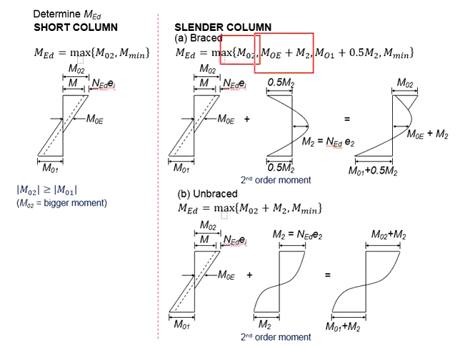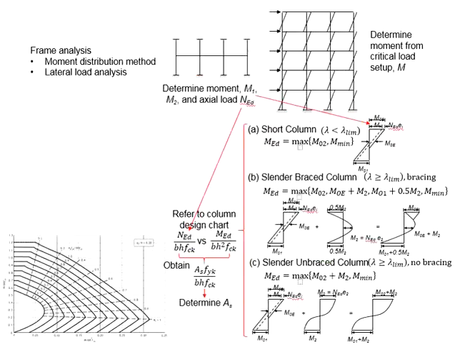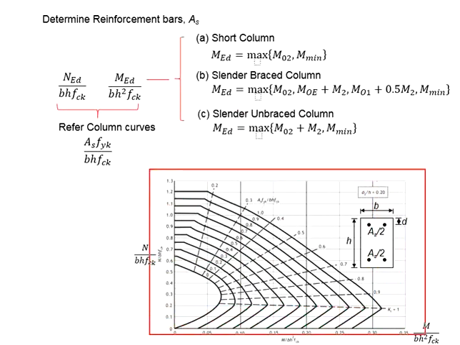Compare the four components here. The largest value shall be the MED. Now your MED is equal to 13.6 kN meter. With the MED acquired, our next step will be using the design chart in order for us to get the AS.